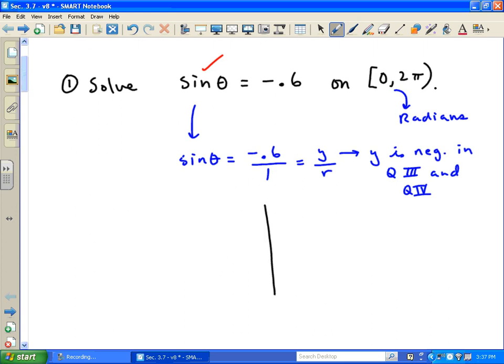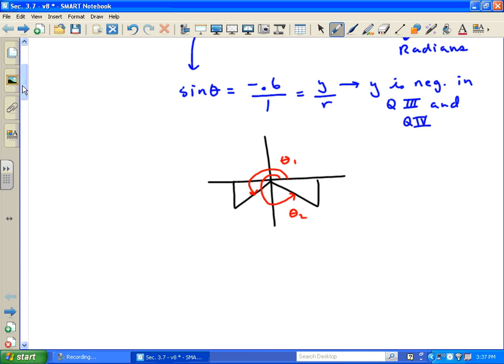Okay, we'll go ahead and draw a picture. So we know that we will have a triangle in quadrant 3 and a triangle in quadrant 4. We'll call this angle around theta 1, and then we'll call the other angle all the way around theta 2. Okay, from here we need to use our calculator.